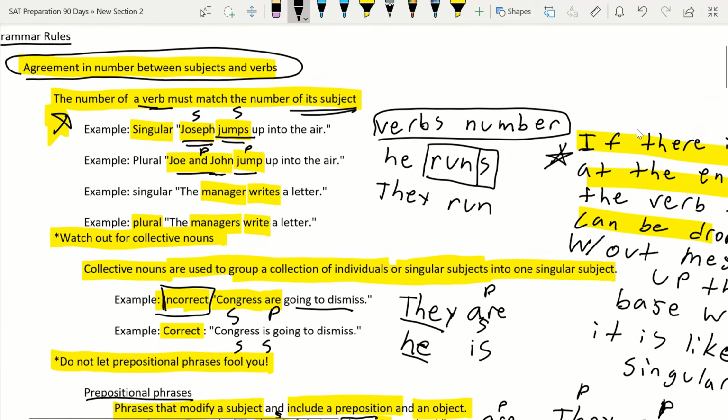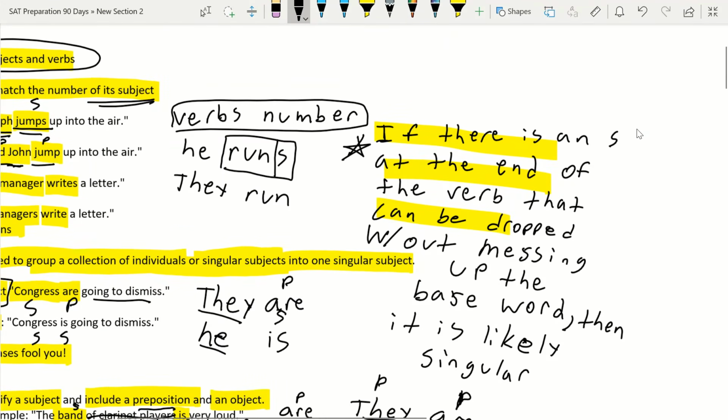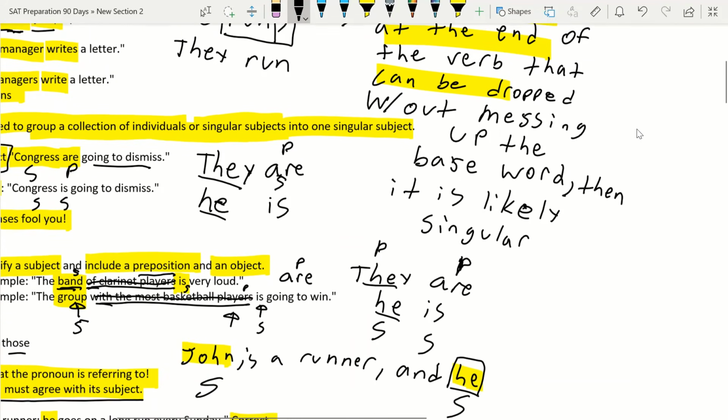The big piece of advice I had there is if there is an S at the end of the verb that can be dropped without messing up the base word, right? The base word in jumps is jump. If we take away that S, then that is a plural verb. Now, if that S is there, then it's likely a singular verb, right? If that S is on the end, then that is likely a singular verb.